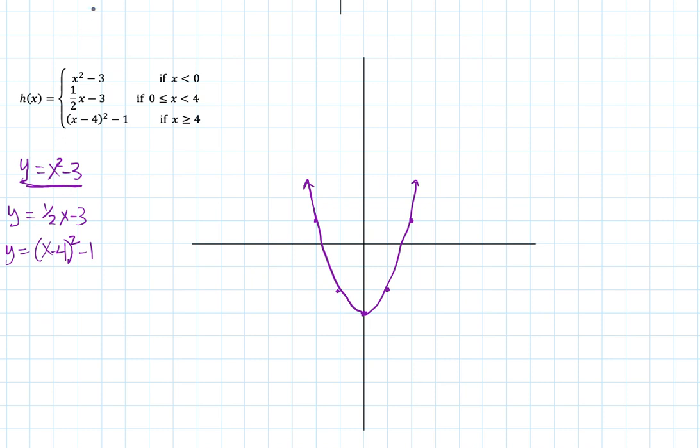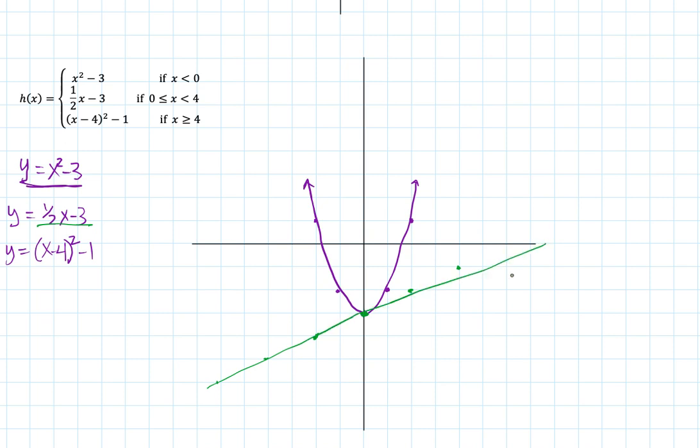All right. Then let's graph this 1/2 x minus 3. So here's my y-intercept, and I'm going up 1 to the right 2, up 1 to the right 2. And I'm going to kind of draw a line.